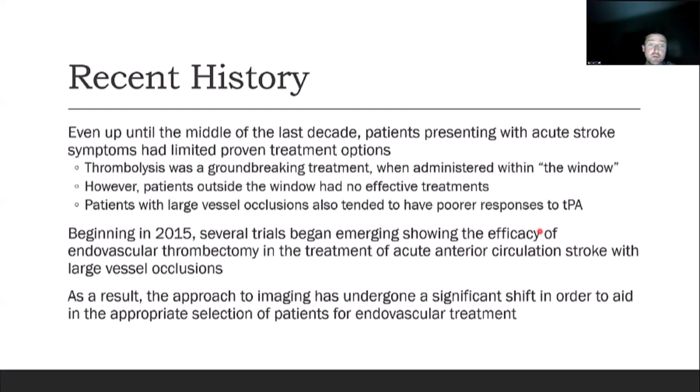So right up until the middle of the last decade, patients presenting with acute stroke had limited proven treatment options. Thrombolysis was a groundbreaking treatment when administered within the window, but patients outside the window really had no effective treatments.